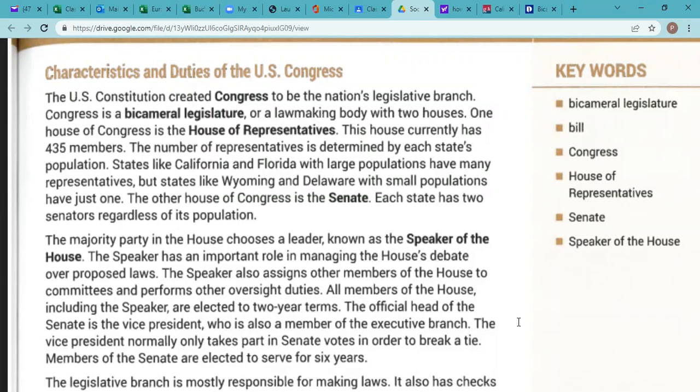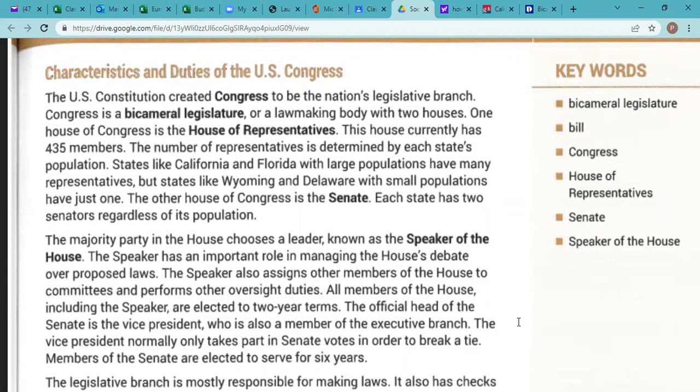About a week ago, we talked about how many branches there were inside of the United States government. Those branches are called, the first one, legislative branch. The second one is the executive branch. And the third one is called the judicial branch. Okay. So today we're going to start out by talking about the legislative branch.